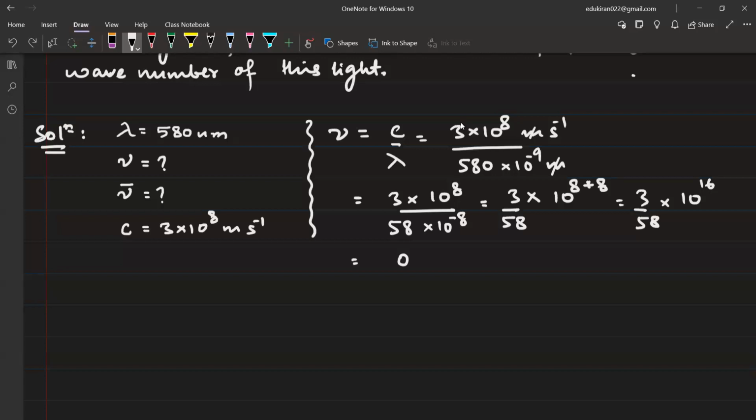Because 3 upon 50 is very near to 3 by 58, this will be 1 by 20. So 1 by 2 is 0.5, so this will be 1 by 2 into 10. Approximately I can write 0.05 into 10 to the power 16. This will be equal to 5 into 10 to the power 14 second inverse, or you can write this as 5 into 10 to the power 14 Hertz.